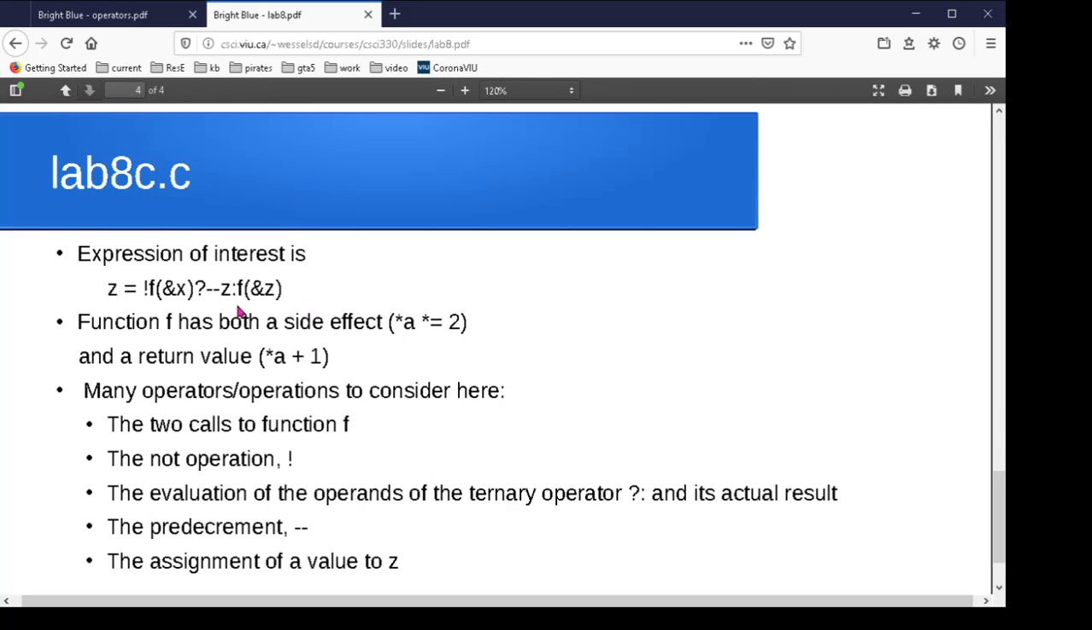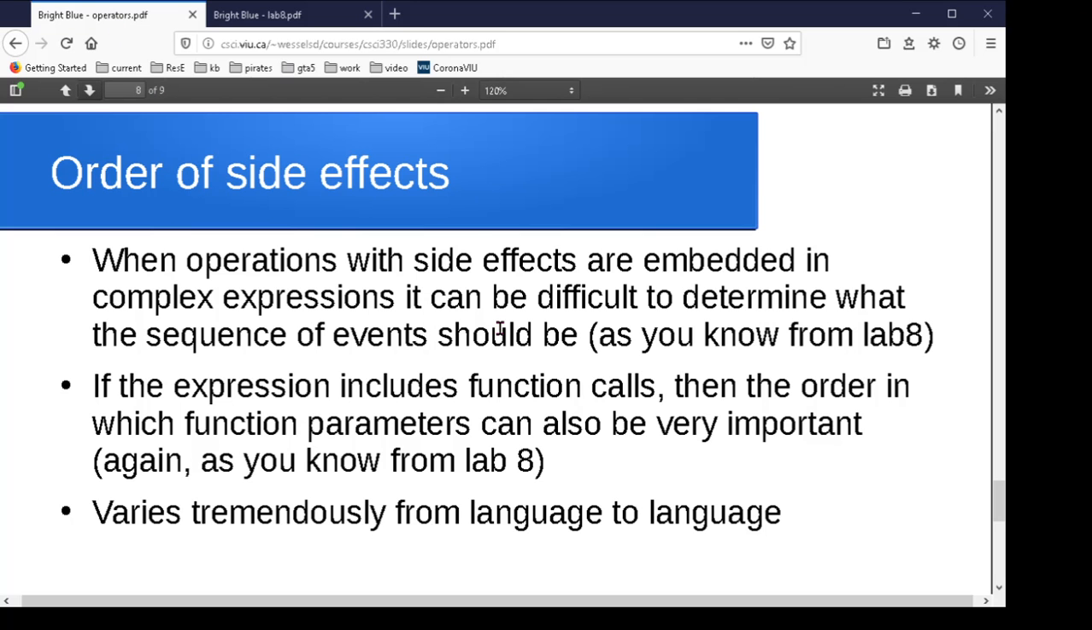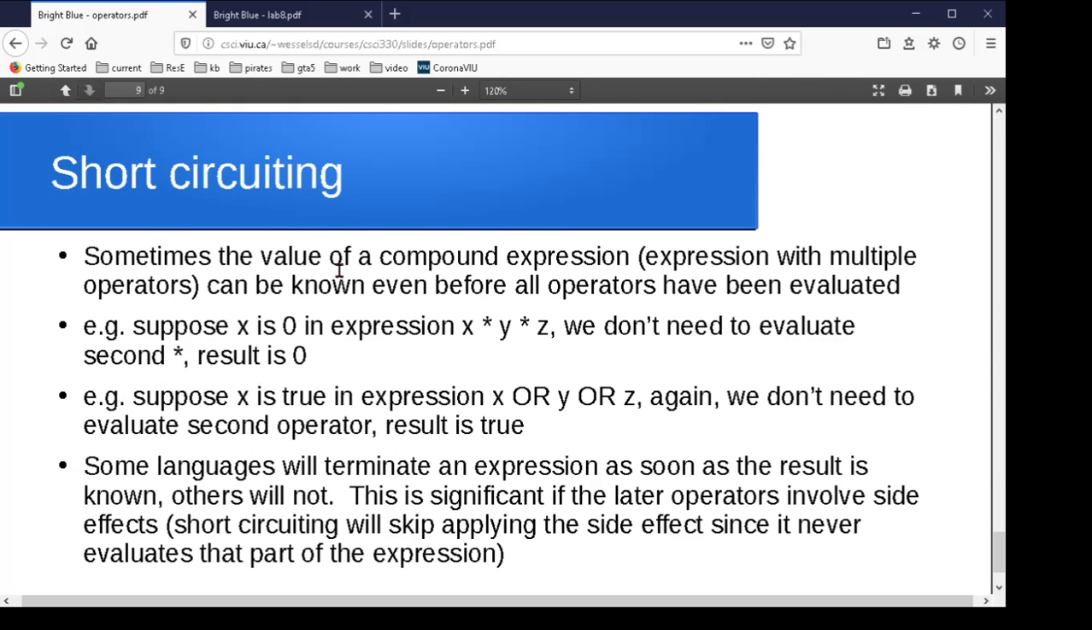And then, of course, the other thing we were doing in Lab 8 was playing with that ternary operator, where you've got a function that's got a side effect and it's returning a value, and you're using that in a ternary operator. And if the value is true, then a pre-decrement on z, and if the value is false, then another call to this function with a side effect. So again, the idea is for you to go through and experimentally validate what order all of this stuff is happening in. All right, so order of side effects, something you'll have a bit of a chance to play with.